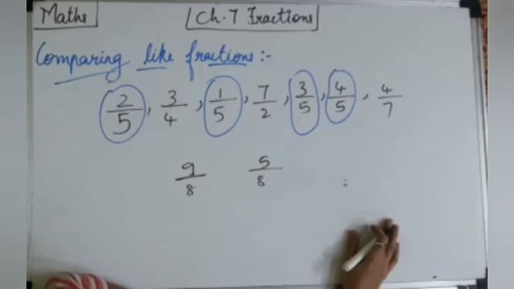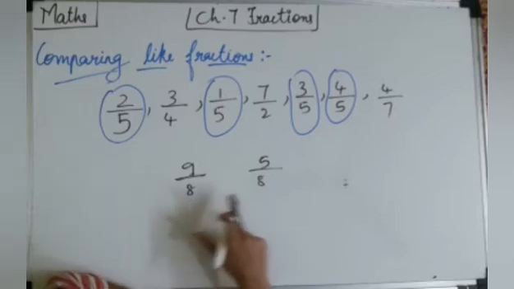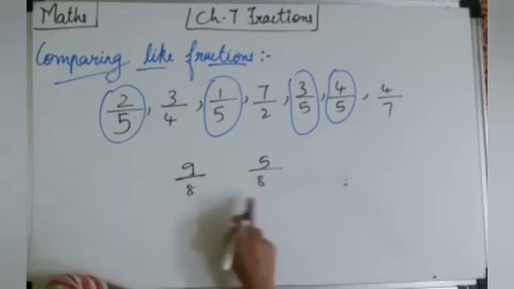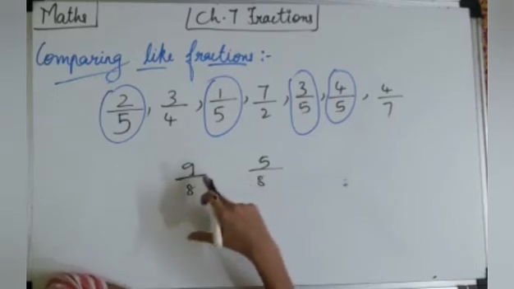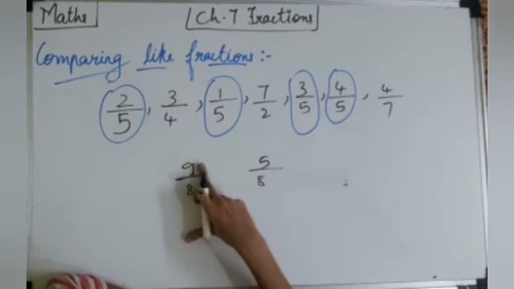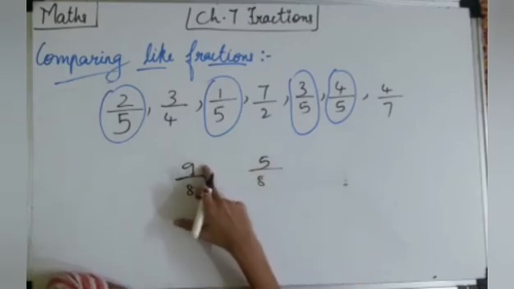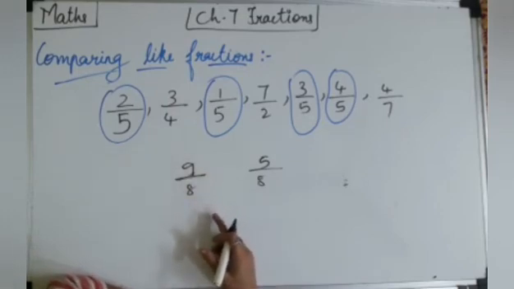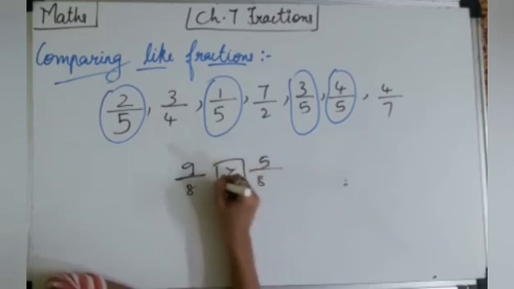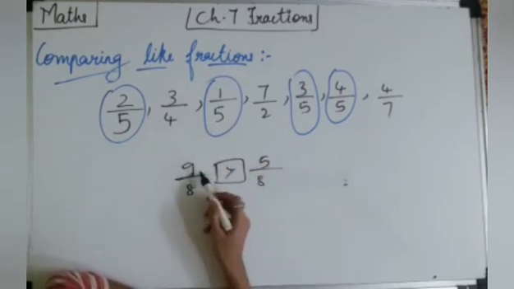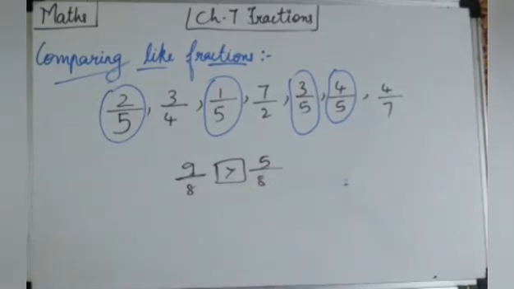If someone asks you, then you will say the first step is what? We have to see that the denominator is the same. Okay, the denominator is the same. Then for doing the comparison, we have to see only the numerator. So here it is 9 and here it is 5. Which one is the greater number? 9, right? So which fraction becomes the greater? 9 upon 8 is the greater one. So here we got the answer that 9 upon 8 is greater than 5 upon 8.